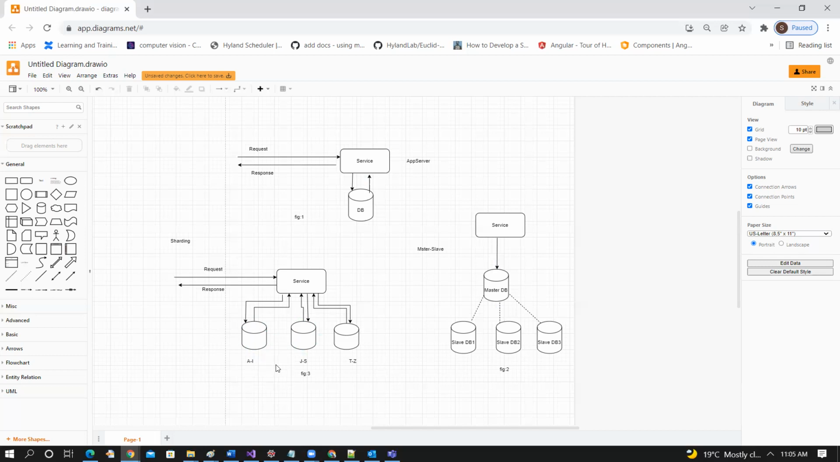So we have to split A to I further. Being an architect or a designer, you have to take the call that this probably needs further splitting, and we need to go with further sharding techniques. So you can split it, for example, into A to F and F to I, based on the load. You have to take that decision. This is not a proper scaling approach for sharding.